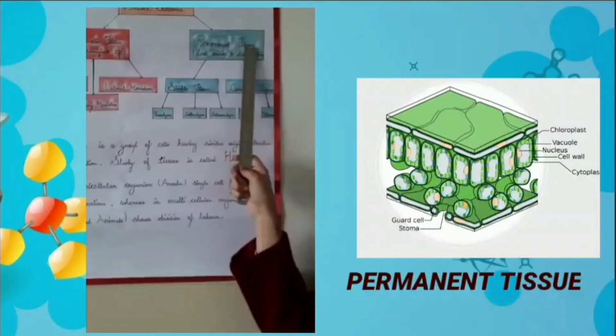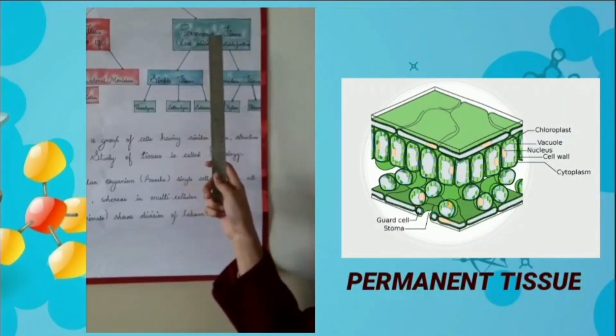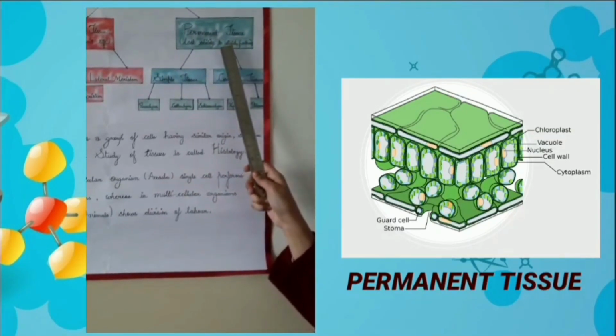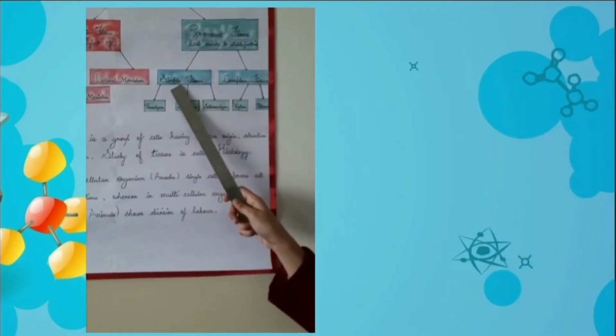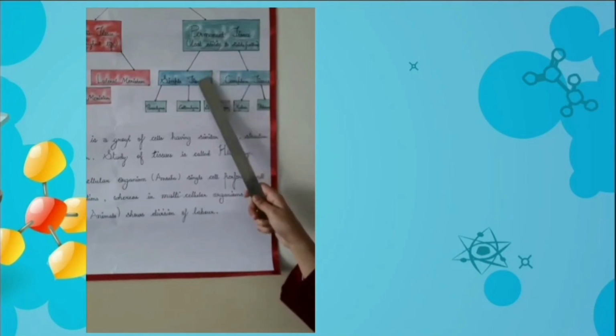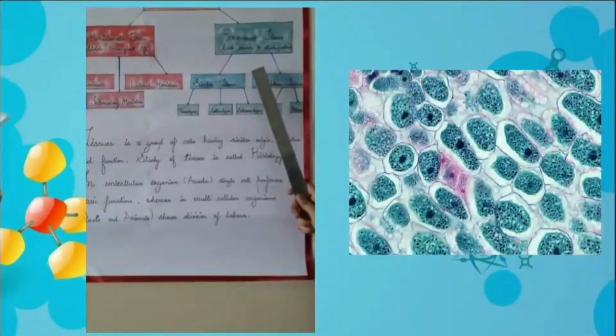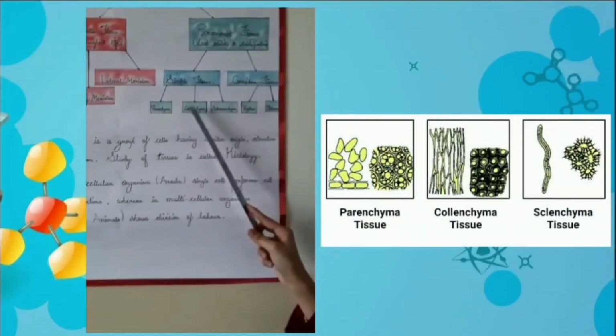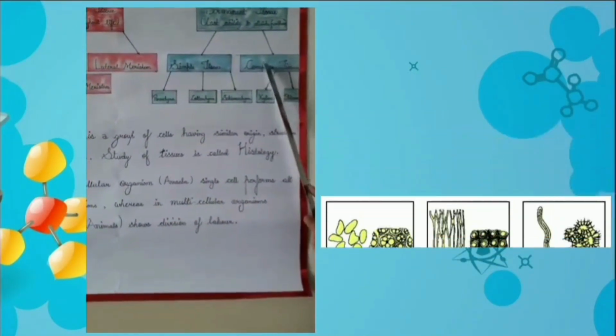Now we have the permanent tissue. The permanent tissue. They are made up of mature cells. They are incapable of dividing. They are of two types, simple tissue and complex tissue. The simple tissue. They are made up of only one type of cell. They are of three types, parenchyma, collenchyma and sclerenchyma. The complex tissue.